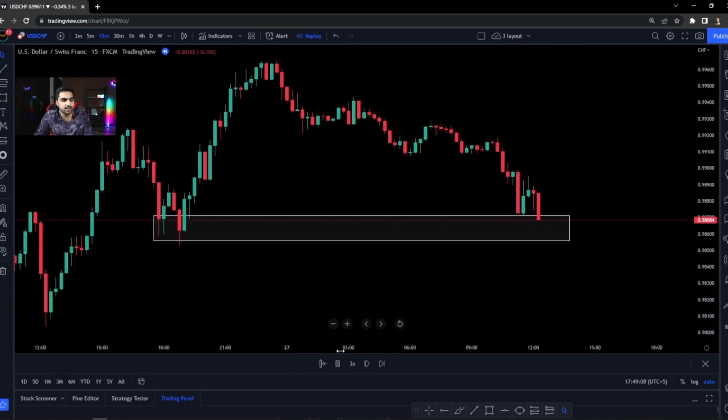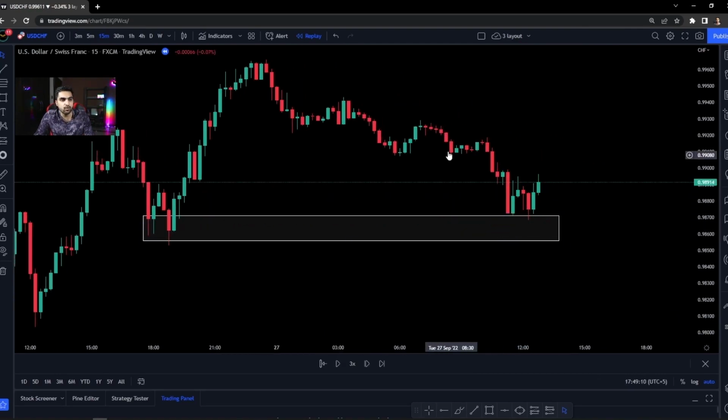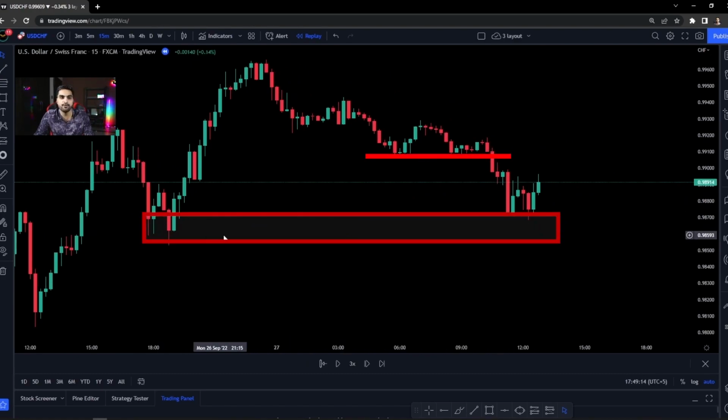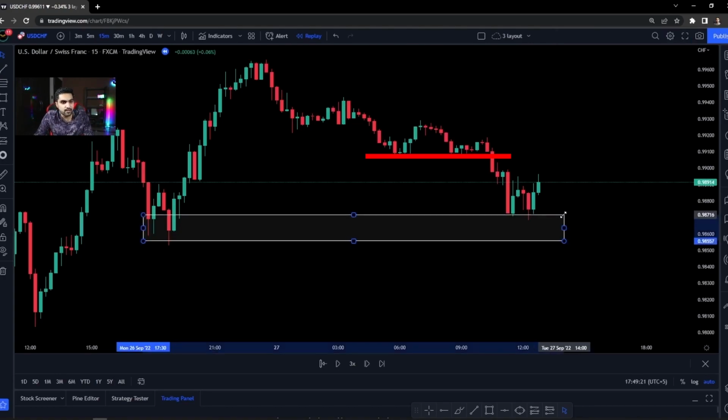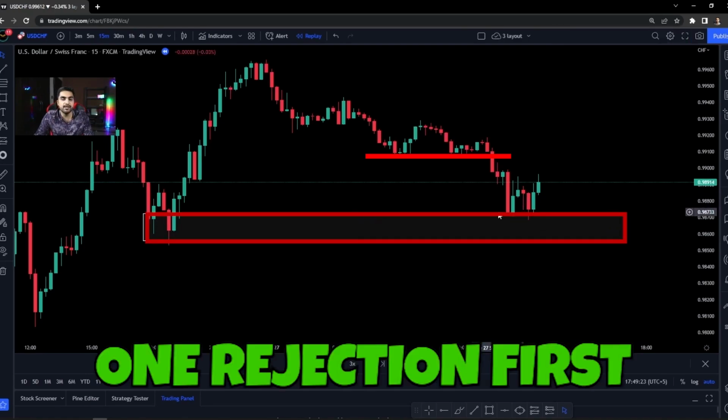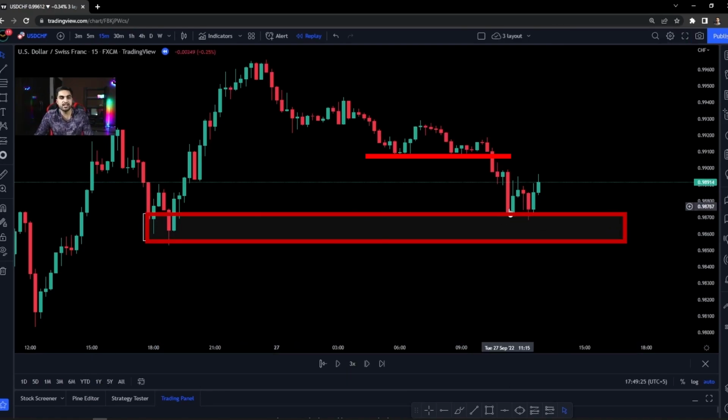As you can see, we just created another new lower low. We broke this level previously and we have come to the level of demand. So what we need now is going to be a very important area for us. When the market has reached this area, we need one rejection first, and the rejection should be that after coming to this area, the market goes up, like we are going up.